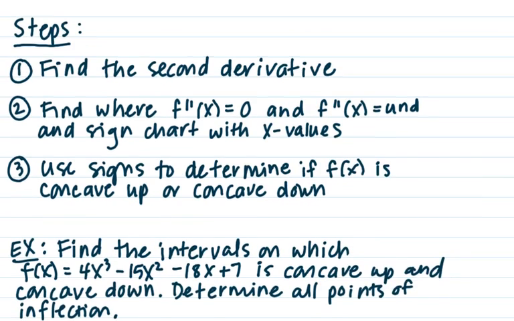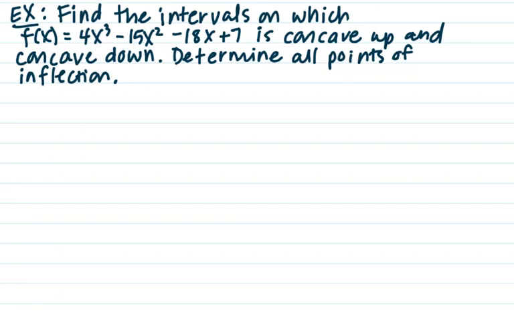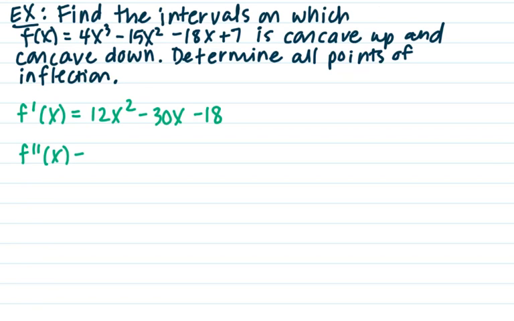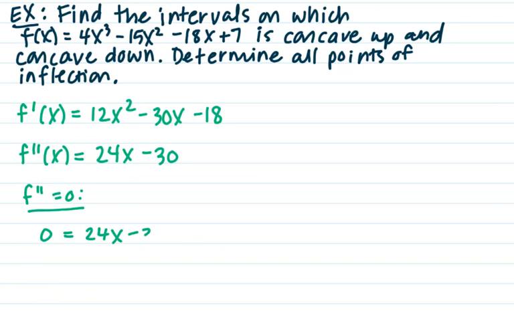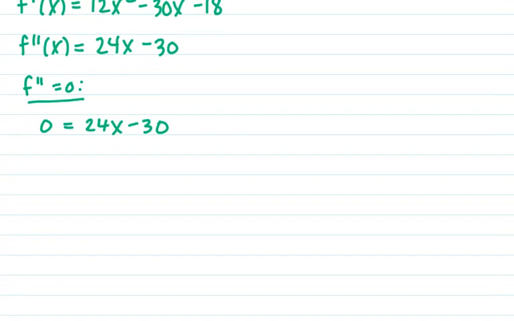All right, so let's do our first step, which is to find our second derivative. So let's find the first derivative. That would be 12x squared minus 30x minus 18. Then we can find the second derivative, which would be 24x minus 30. And so we're going to set it equal to 0. So that's 0 equals 24x minus 30. And then we're going to solve.